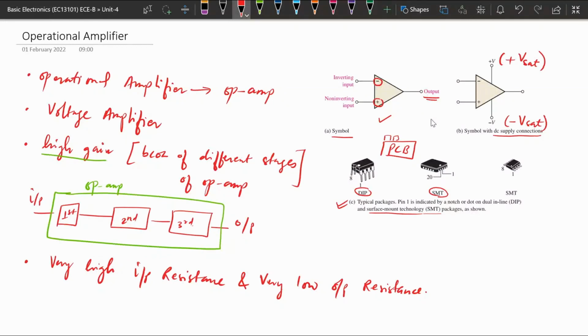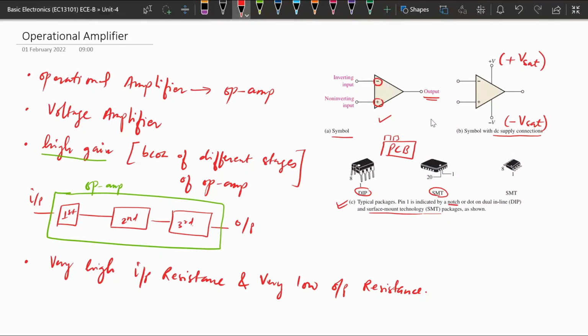So the white dot is there. Where this white dot is, that indicates pin number 1. So 1, 2, 3, 4, then 5, 6, 7 and 8. Similarly here in SMT1, where the white dot is, that indicates pin number 1. Here again a white dot is there, so this indicates pin number 1. So this is how the operational amplifier ICs look.